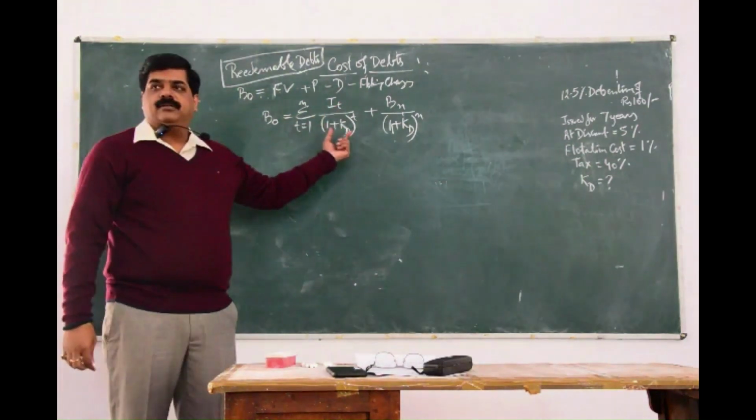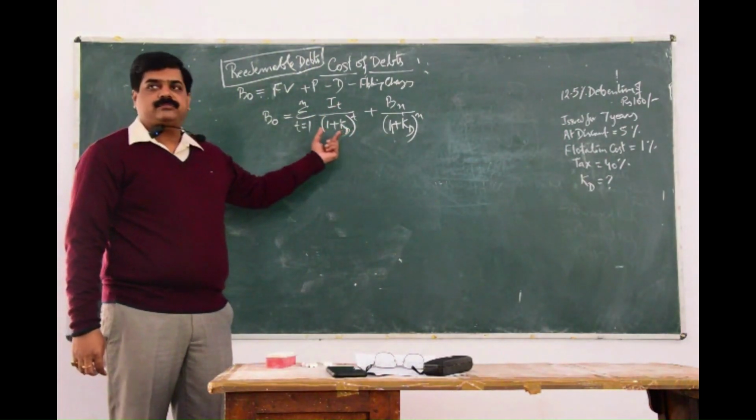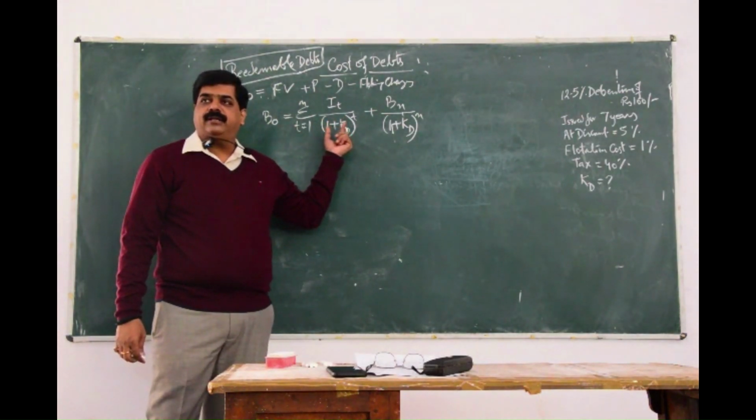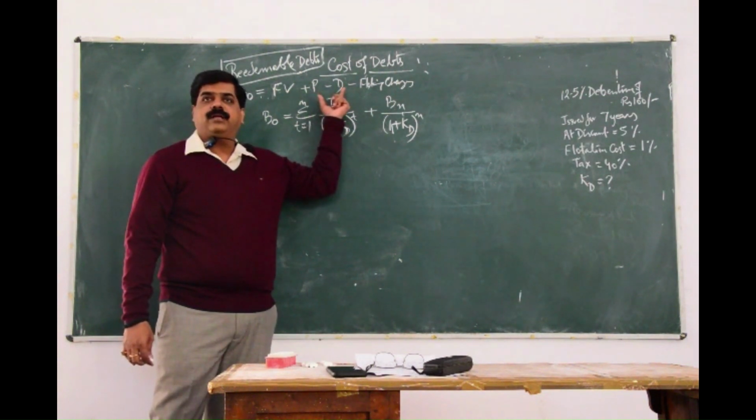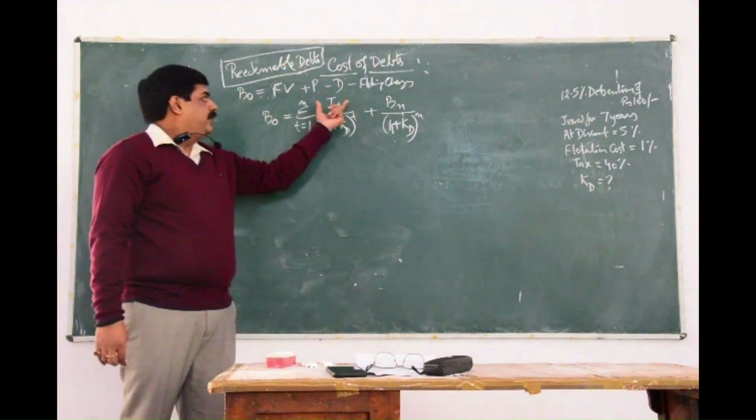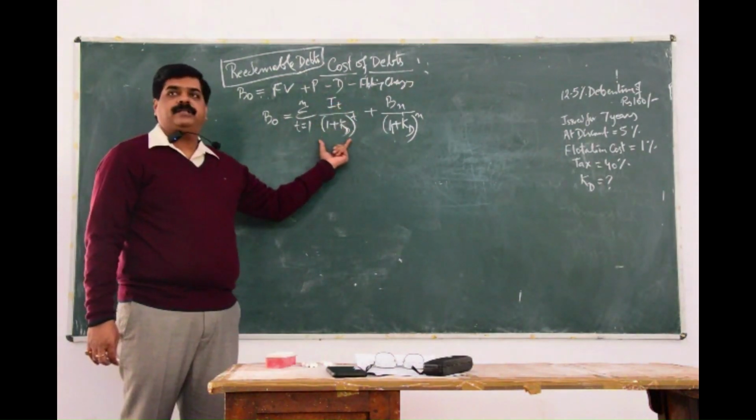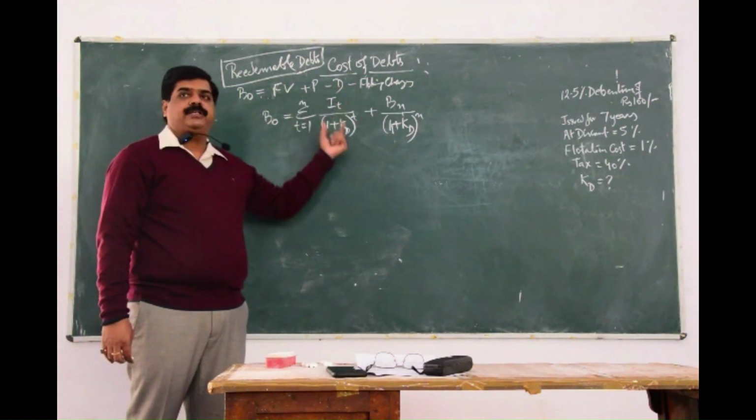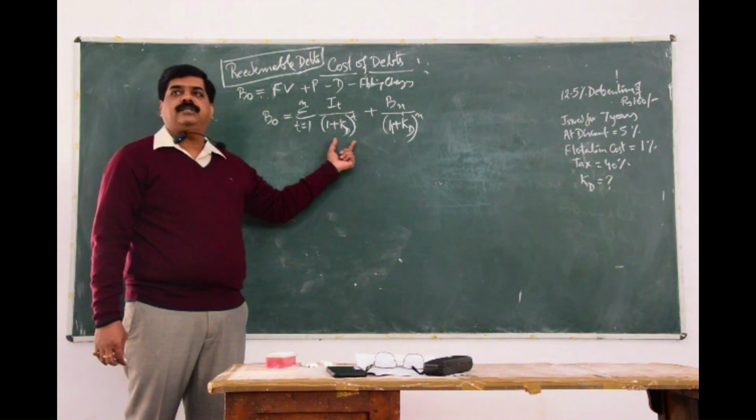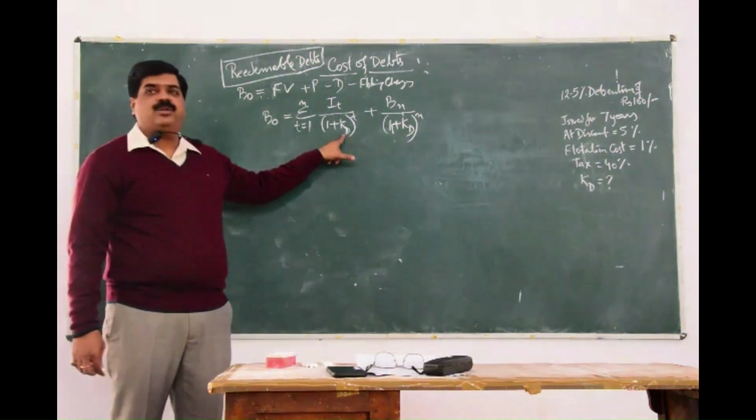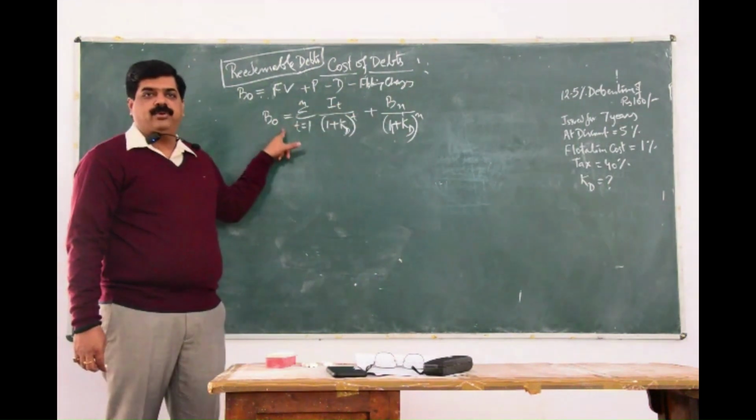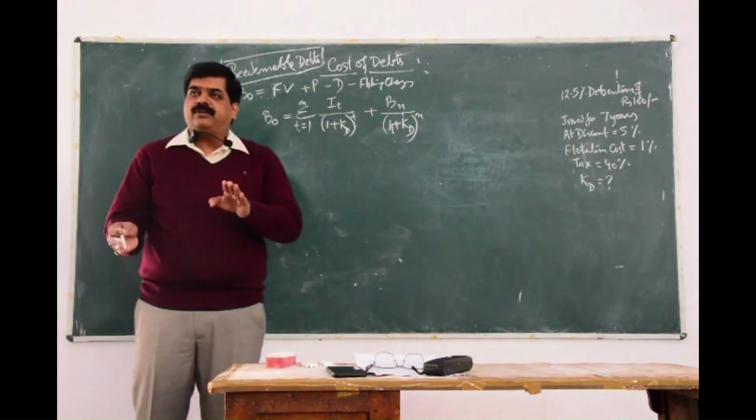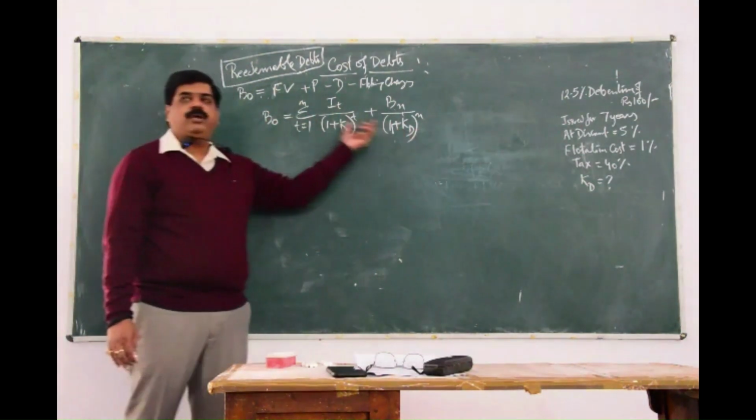1 upon 1 plus kd, I told you earlier also, it is the discounting factor. Here kd is the discounting rate for discounting the cash flow. Cash flow is the interest amount. Interest amount will be discounted at some percentage. The rate at which the interest amount will be discounted, that rate will be called the cost of capital. Here this is unknown, this is known, this is known, period is known, kd is unknown. So kd is the rate which brings the right hand side equal to the left hand side.